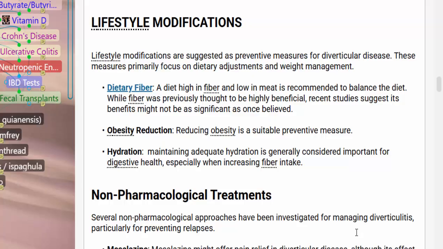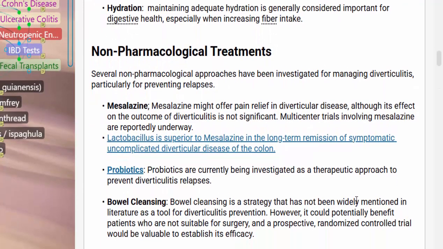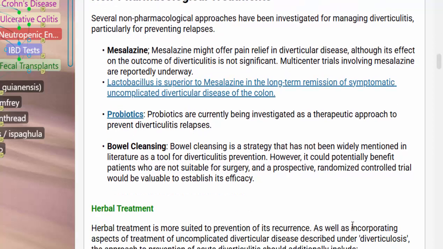Now let's move on to non-pharmacological treatments. So there are several approaches that have been investigated, especially for preventing relapses. There's something called mesalazine, which can offer pain relief, but its effect on the outcome isn't very significant. We have, fortunately, a study that shows that lactobacillus is superior to mesalazine in the long-term remission of symptomatic uncomplicated diverticular disease. And that brings us to probiotics.